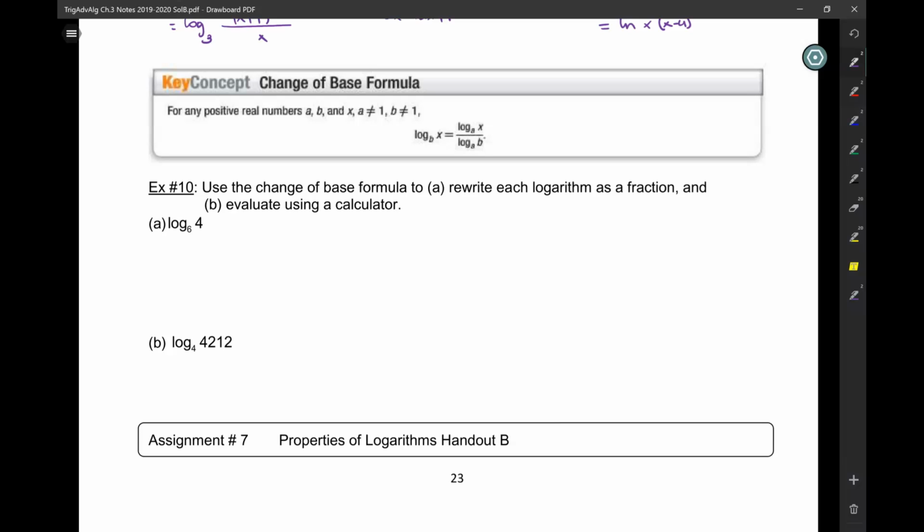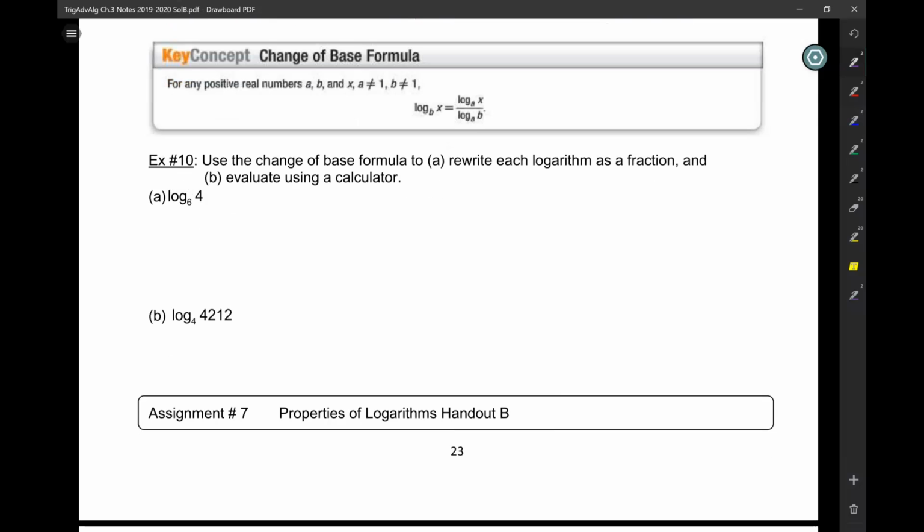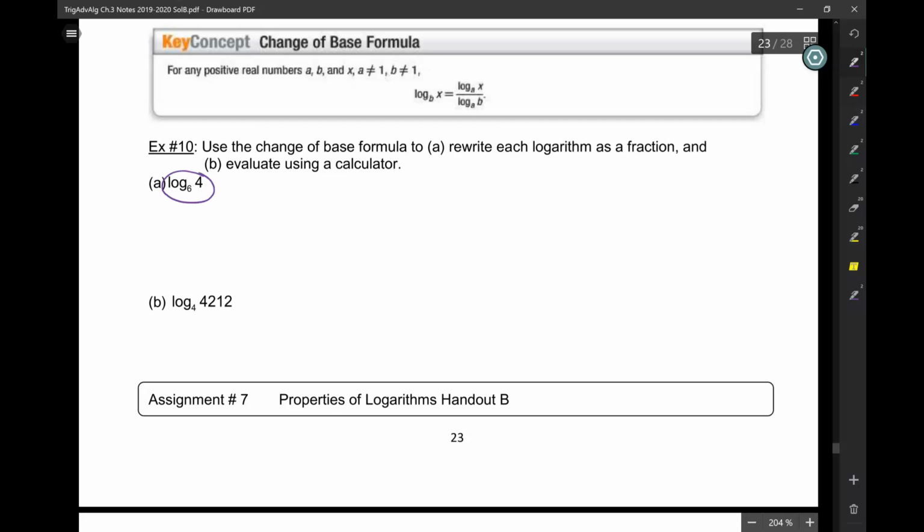Change of base formula. So it's possible, if you have log base 6 of 4, to change the base into some other base, let's say base 10, right? So we can change the base, which is a 6, to a base 10, and it will be a fraction. And the fraction is log base whatever you want, we're going to make it base 10, of this number, always that number first, over log of the other number here, 6. So that's a formula to do.